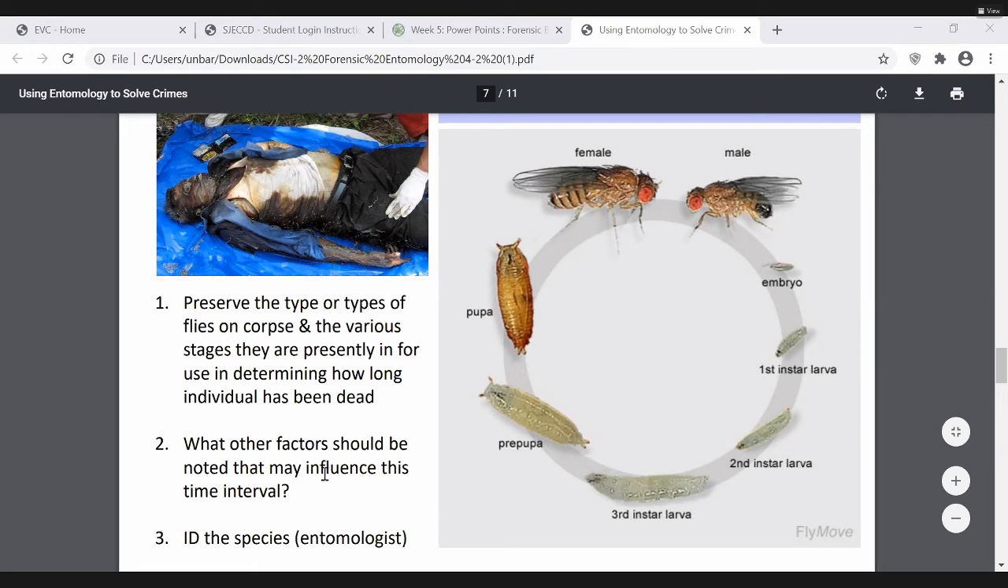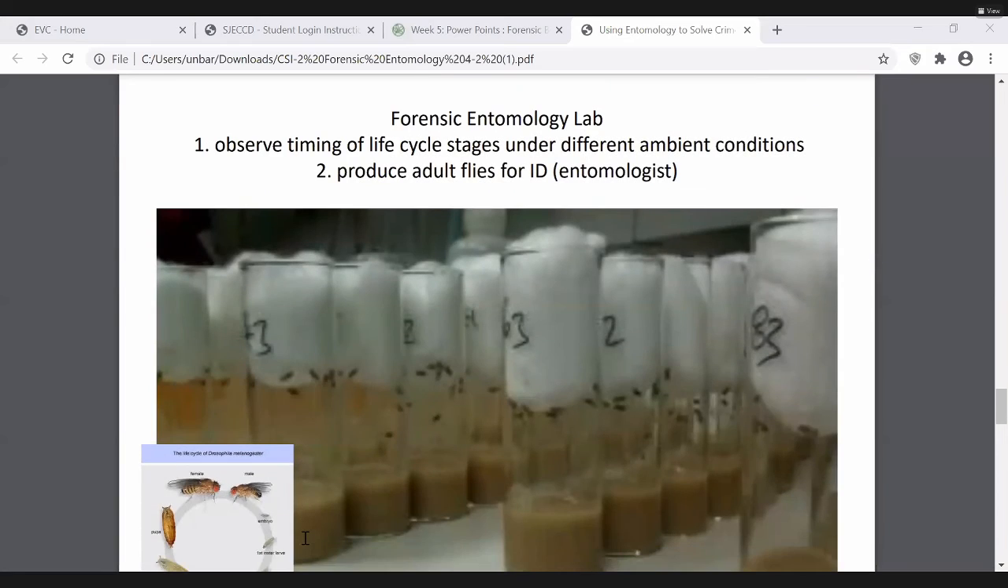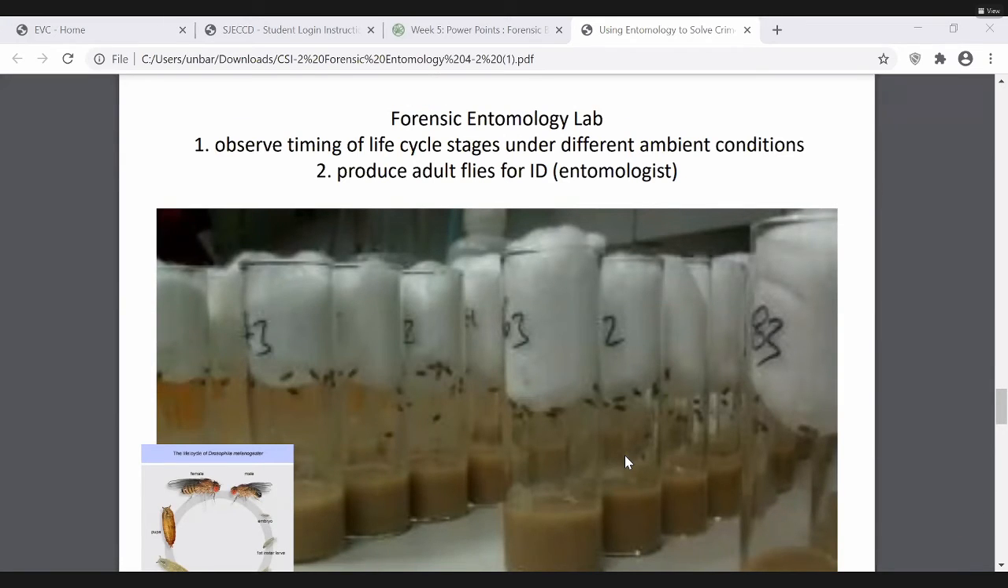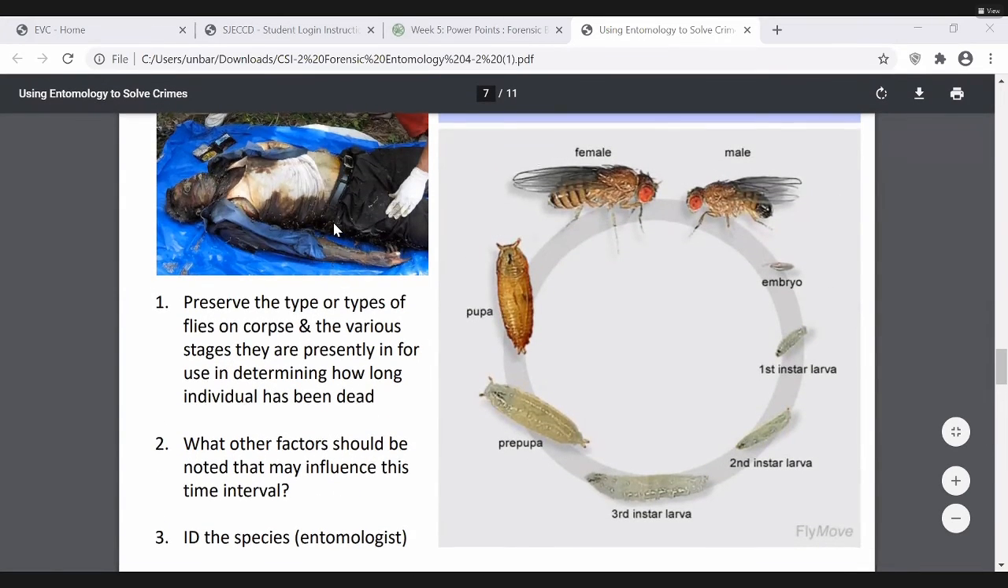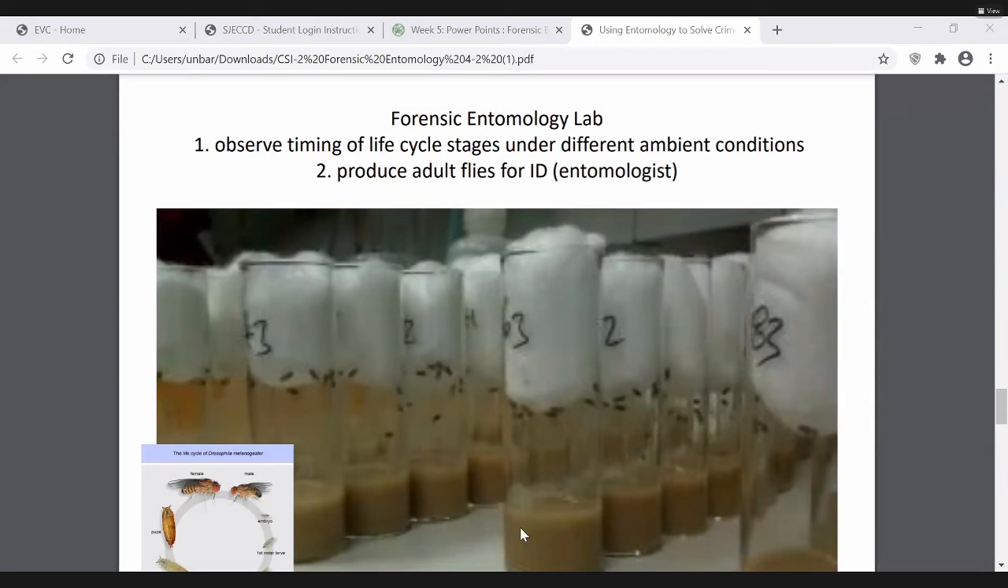Okay, and the person who is the entomologist will collect a few of these maggots and take them back to the lab in order to ID them. The first thing they do for identification is take those maggots and, let's say the person was found at a temperature of 78 degrees, they will recreate that environment in the lab and grow them at 78 degrees, or at different temperatures, to see how the development of the maggot changes.